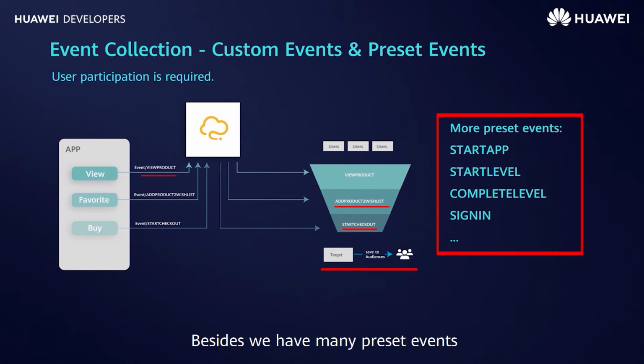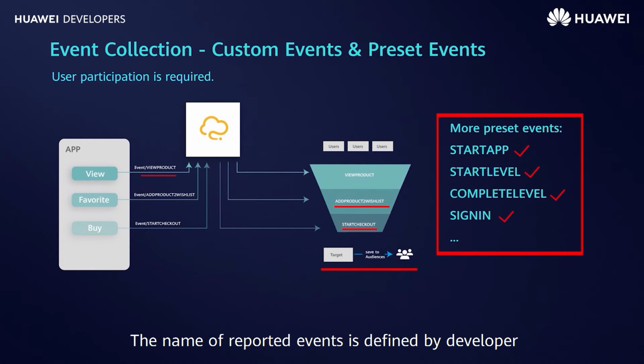Besides, we have many preset events. For example, app-relevant start app, level-relevant start level and complete level, and account-relevant sign in, etc. The difference between self-defined events and preset events is that the name of reported self-defined events is defined by the developer. Okay, now let's check the reported events at the cloud.